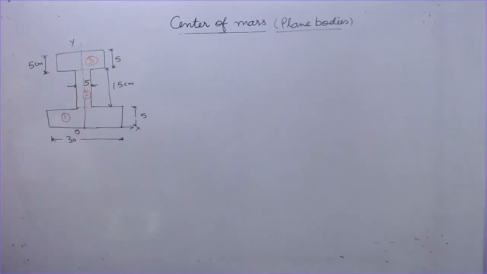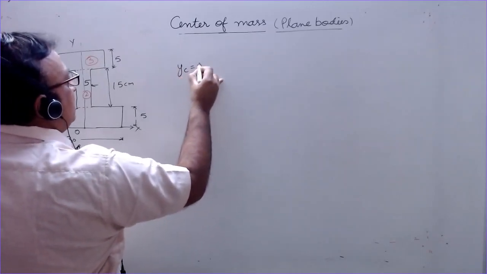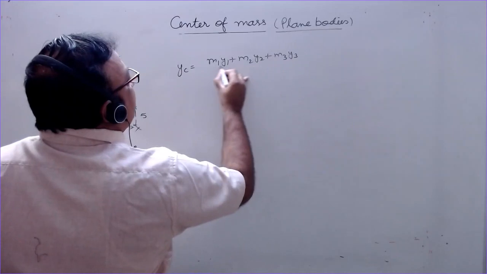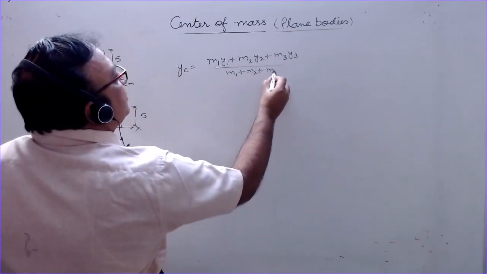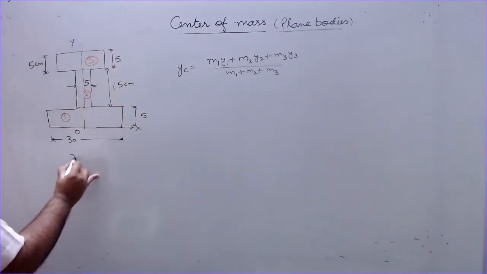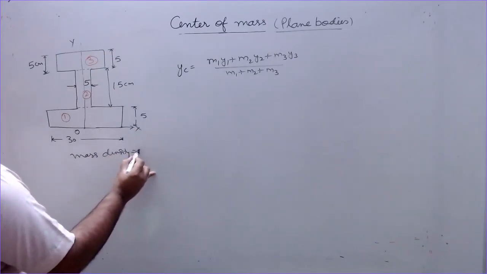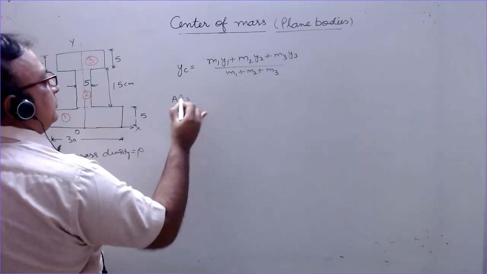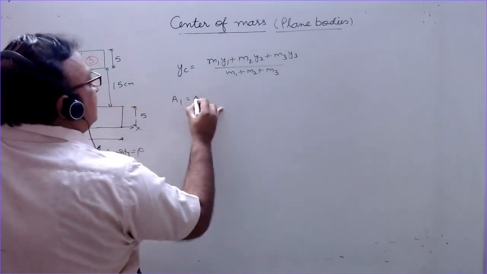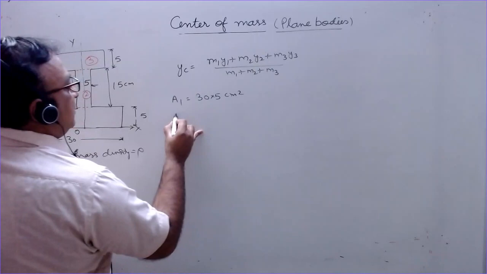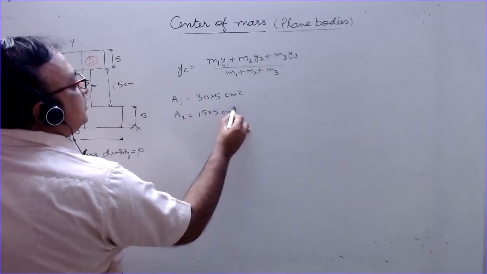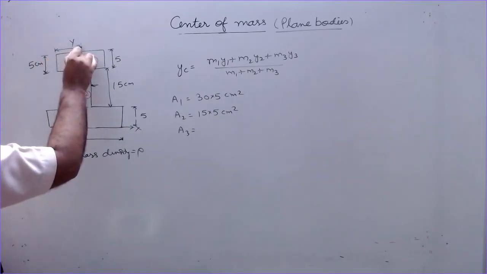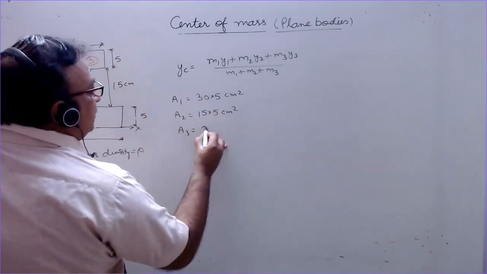So the center of mass is given by y. We have to calculate only the y coordinate: m1 y1 plus m2 y2 plus m3 y3 upon m1 plus m2 plus m3. Mass density is mass per unit area. Rho is assumed to be constant. Now body 1. Let us write areas: A1 equals, for body 1 it is a rectangle, 30 into 5 centimeter square. A2 is 15 into 5, and A3 is, the breadth of this is 20 centimeter, into 5.